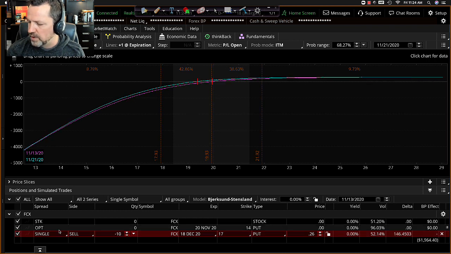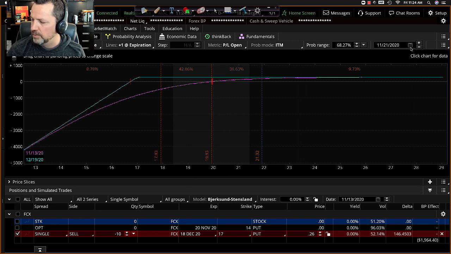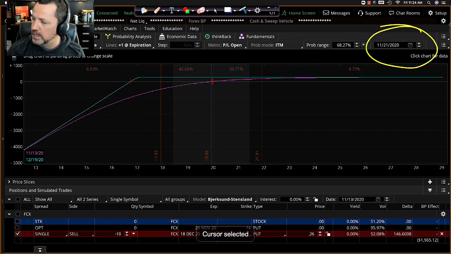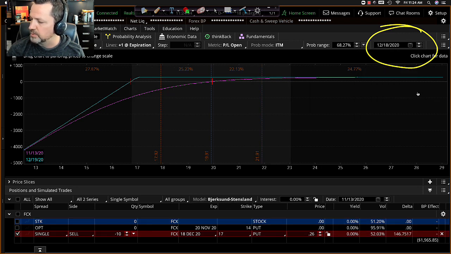And to get this risk graph to look right, I'm going to have to take off the old stuff just to make sure it's not in there. And I'm going to come up here to this calendar, the top calendar in the top right there, and set that to the new expiration date out in December. So I'm going to roll that forward to December. These expire on the 18th of December. So I'm going to go ahead and set that to the expiration date.